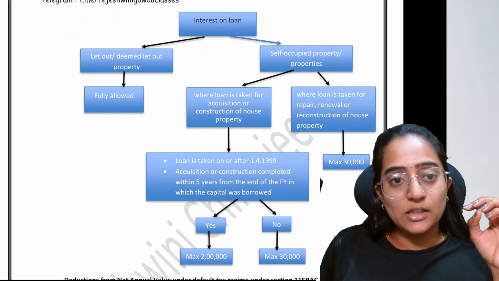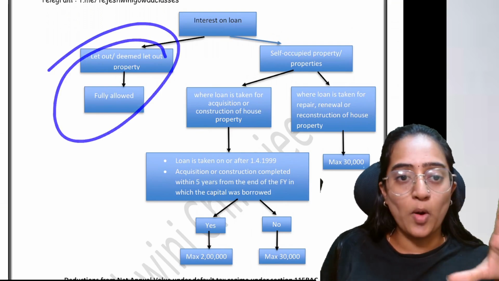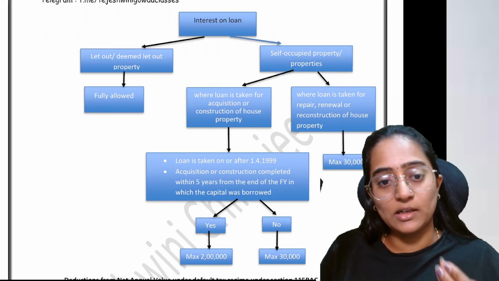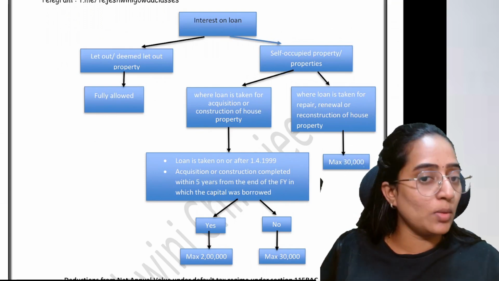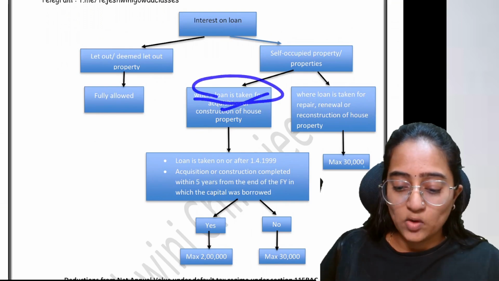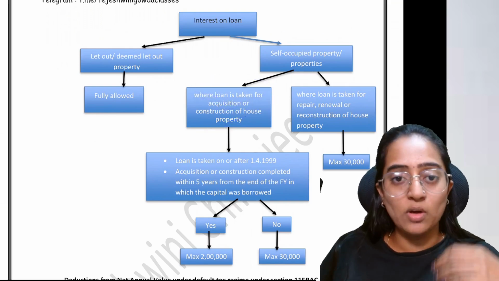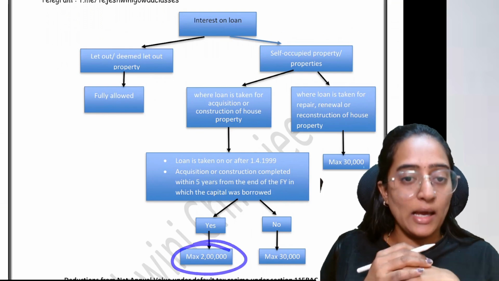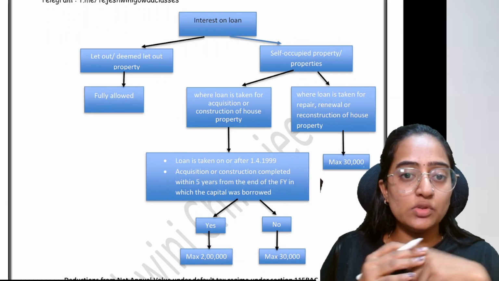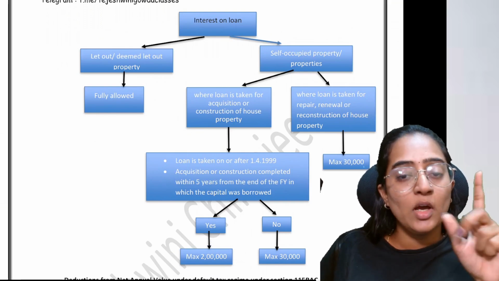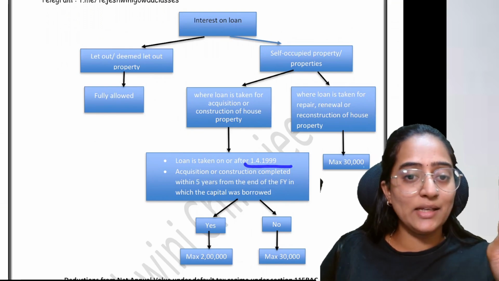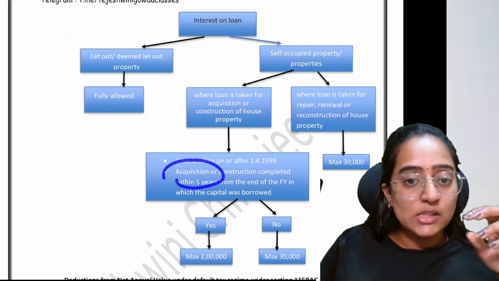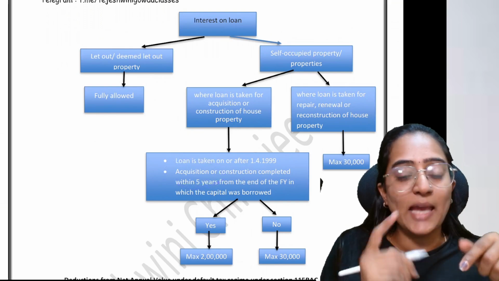After doing that calculation, if there is SOP or LOP property, no problem at all, you will fully allow it. In case of SOP property, there are certain restrictions. Provided you satisfy certain conditions, you have a higher limit of interest on borrowed capital which is allowed. That is where the loan is taken for acquisition or construction of the house property. If you want interest on loan, maximum 2 lakh to be allowed, you need to satisfy these three conditions. Loan should be taken for house property only. Loan should be taken on or after 1/4/1999. And the acquisition or construction should be completed within 5 years from the end of the year in which the capital was borrowed.